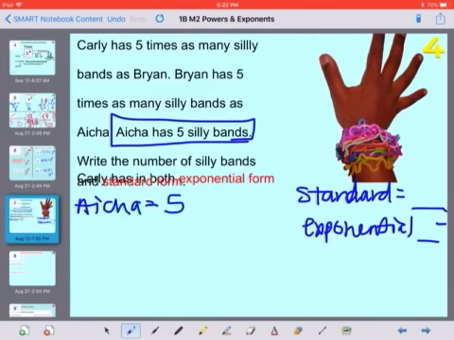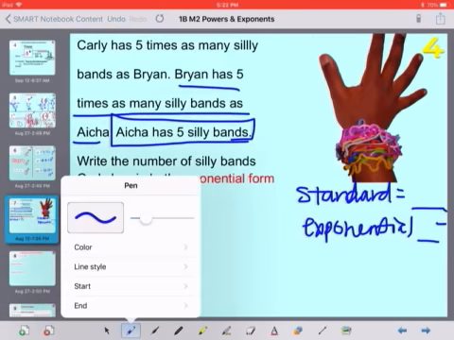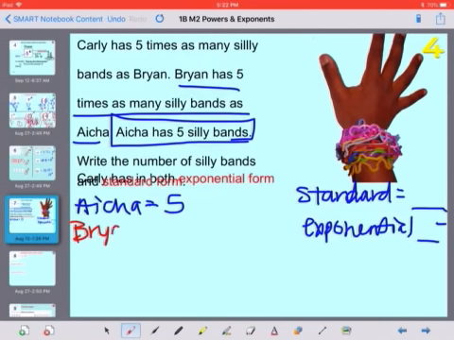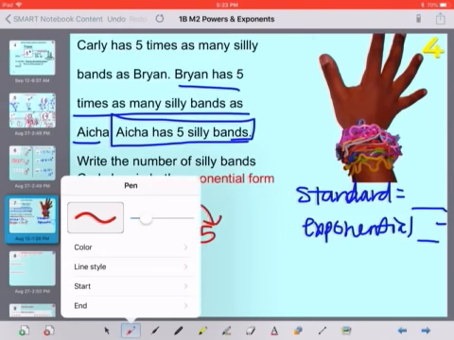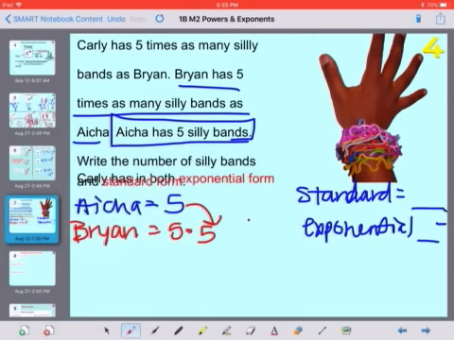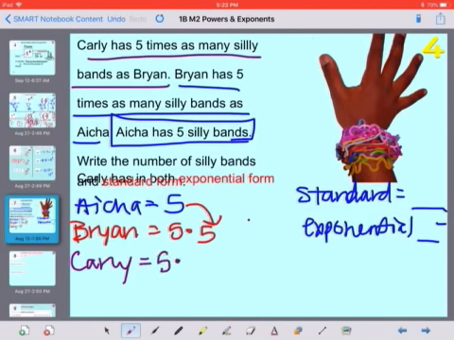5 silly bands. Then, if I work backwards here, Brian has 5 times as many as Aisha. So let's take a look at Brian. He has 5 multiplied by Aisha, and Aisha also has 5. Okay, then moving along, Carly has 5 times as many silly bands as Brian. Carly has 5 times, which means multiply, whatever Brian has. Well, Brian has 5 times Aisha, which is 5. So 5 times 5.